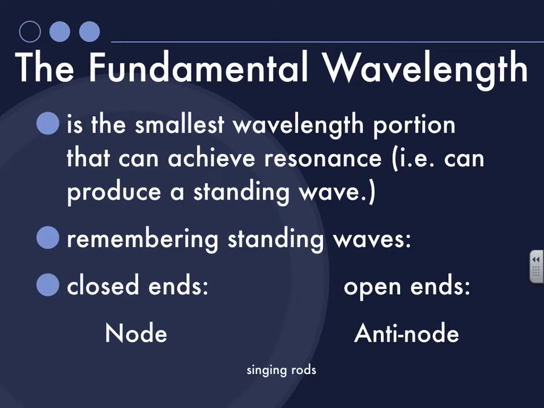So the fundamental wavelength is the smallest wavelength portion that can make a standing wave or achieve resonance. And if you remember back in the day, we learned that whenever our ends were closed, we formed a node when we made a standing wave, but when the ends were open, we made an antinode. Remember the little wavy thing that we had up here? When we had a clamp down, it always formed a node when we made a standing wave. And if it was unclamped, if it was open, then we could form an antinode. And so that will lock us into position.